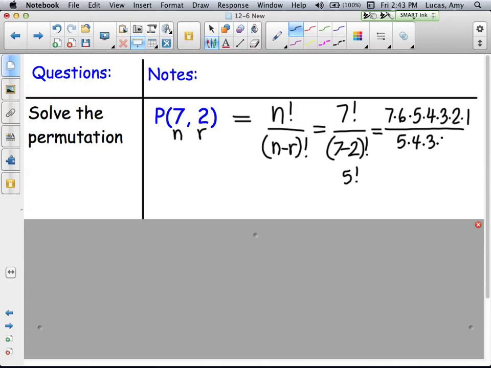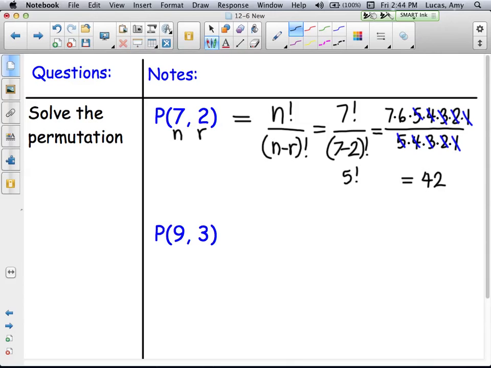So look at what happens if I simplify without actually calculating the 7 factorial and the 5 factorial. I can see that all that would be left is 7 times 6, or 42. You would get the same answer if you multiplied it all out on your calculator. You would just get really large numbers to use. If you've got the factorial key, it makes it easier. So you can use the factorial key if you've got one, but you don't need one.